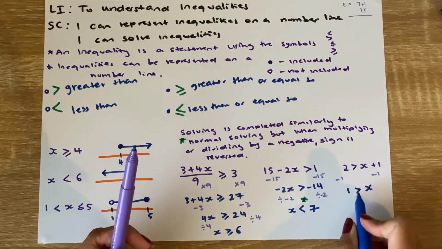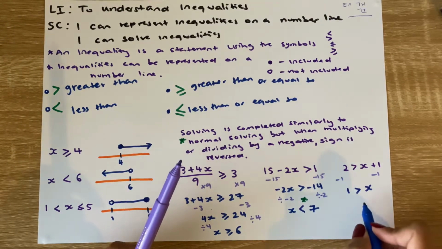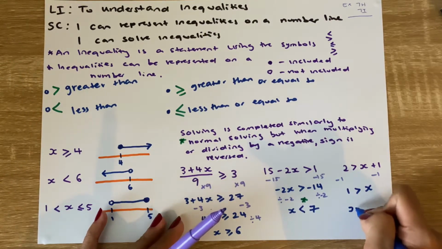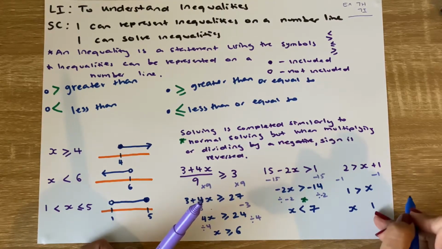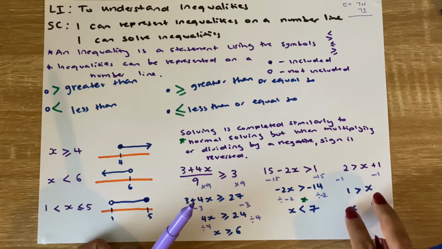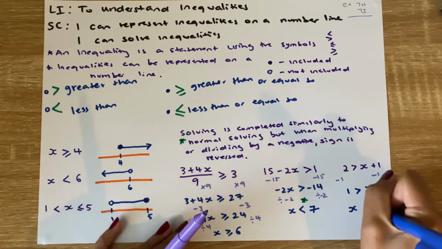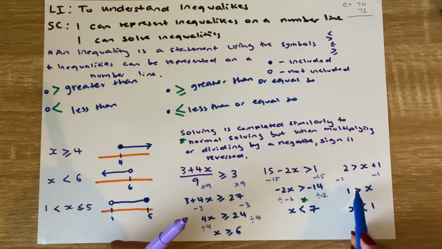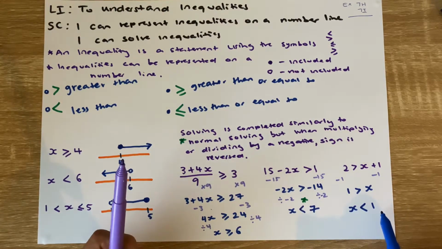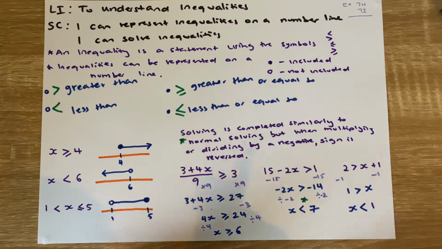Now I can leave it in this format, but what I can also do is swap it around. I can put x on this side and 1 on this side, but if I'm swapping things around like that, I'm having to switch this sign to the opposite direction. So opposite being this way. So me saying 1 is greater than x is the same as me saying x is less than 1.